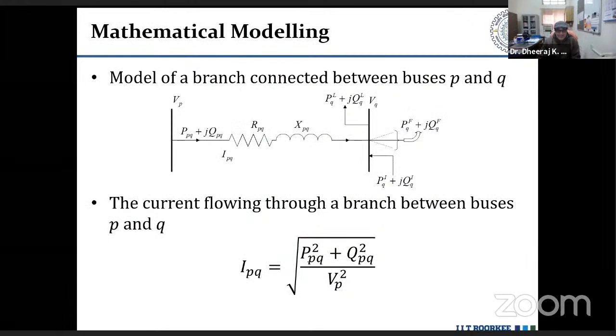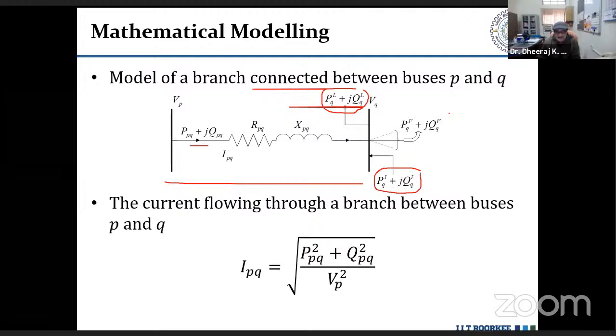So again, we are taking the loss reduction as the main objective. So again, we have a model of branch. This is the power flow. This is the load at bus number Q, and this is the power injected at bus number Q. And this is the power flow to other branches connected at bus number Q.